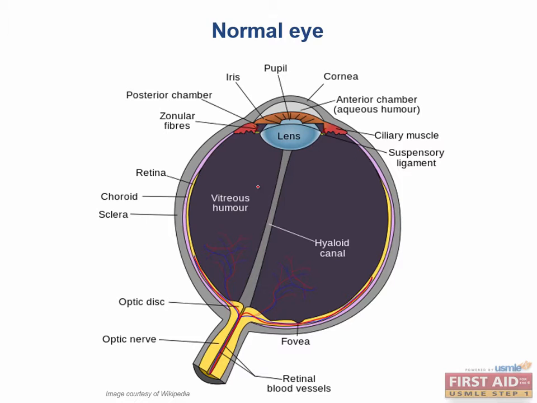Now, in the posterior segment, which is much larger, as you can see, the fluid there is called the vitreous humor. Now, don't get this confused with the posterior chamber. This is the small area behind the iris and in front of the lens. Lastly, the choroid is the thin tissue layer containing blood vessels to the eye. It is sandwiched between the sclera and the retina.